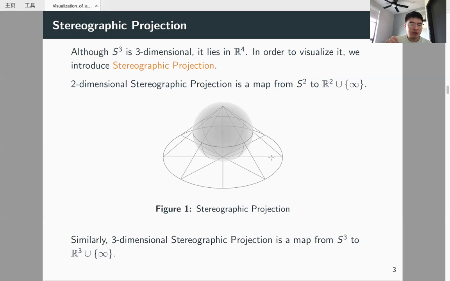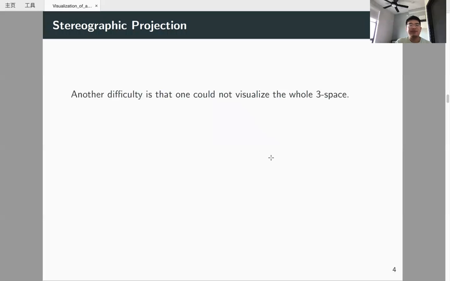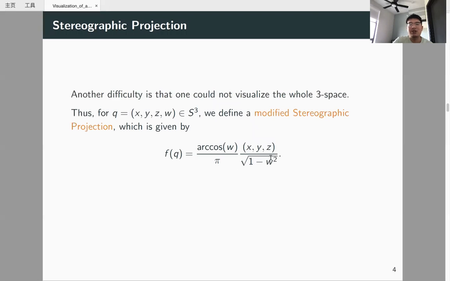Similarly, the three-dimensional case is a map from S3 to R3 union infinity. Then we can visualize 3-space using stereographic projection. But another difficulty is that one cannot visualize the whole 3-space because it's unbounded. For example, if there's an unbounded curve, it's pretty hard to use computer software to visualize such a curve. To solve this, we define a modified stereographic projection, which is given by this.